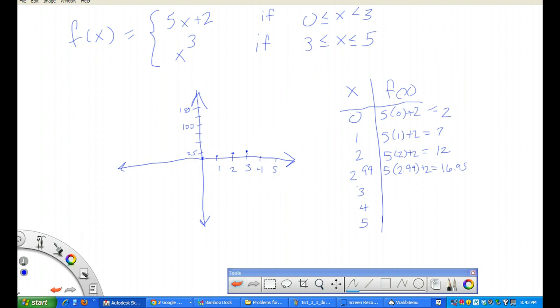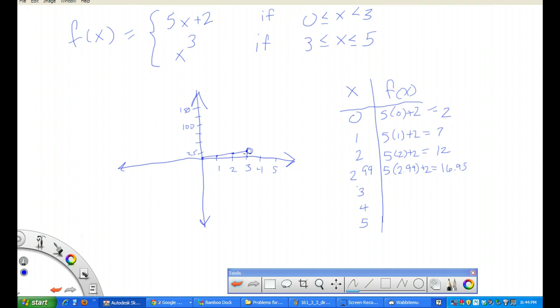Now, everything in between there is included, so I can connect those lines all the way up to there. It is a straight line. But 3 is not included. It's important we see that's not underlined. So technically at 3 we got an open dot here.